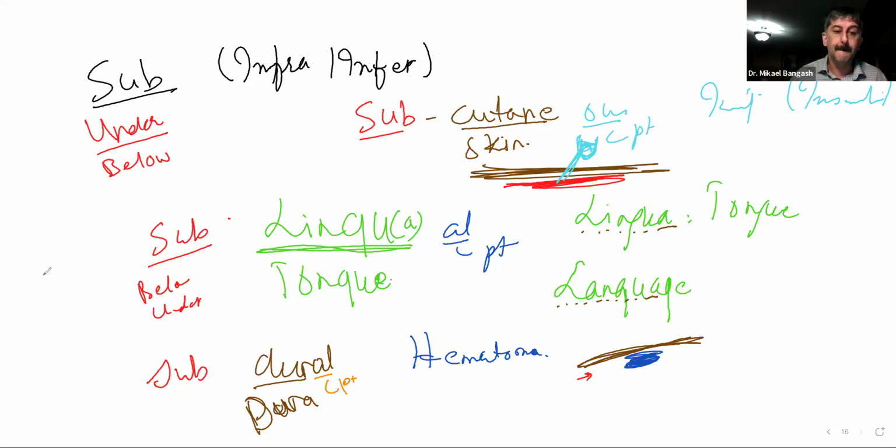When we say subdural, it's going to be underneath the dura. And what may happen in the subdural area is a hematoma. What is a hematoma? A collection of blood. Did that make sense? How did it get there? Usually it's a result of a concussion. How does somebody get a concussion? Bang the head into a wall. Yes, that will give you a concussion.